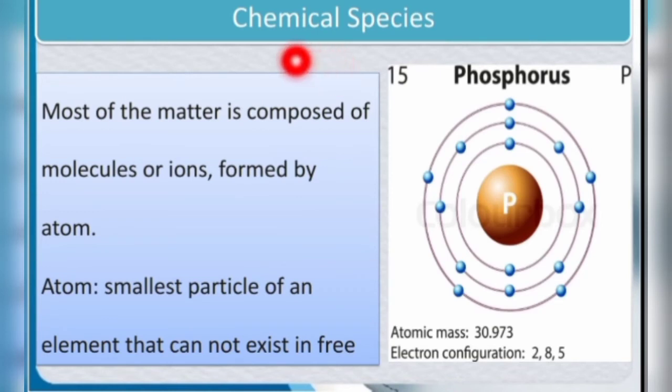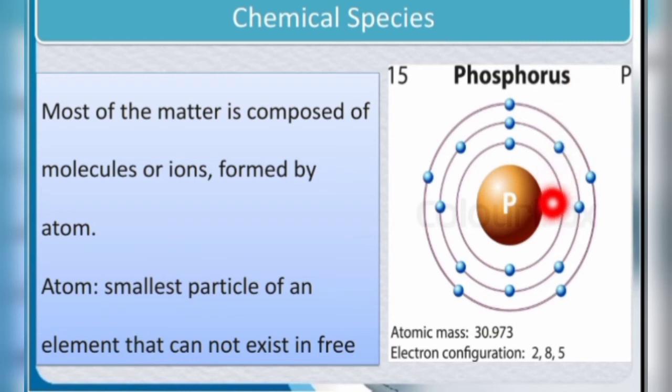Now our next topic is chemical species. Students, most of the matter is composed of molecules or ions formed by atoms. And what is an atom? Yes, an atom is the smallest part of an element that cannot exist in free state.